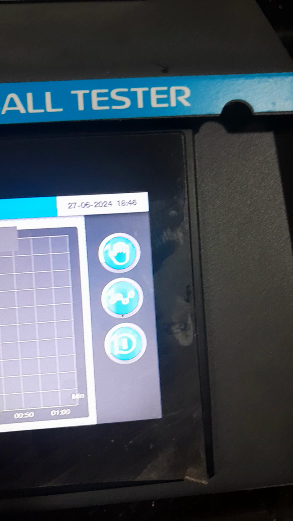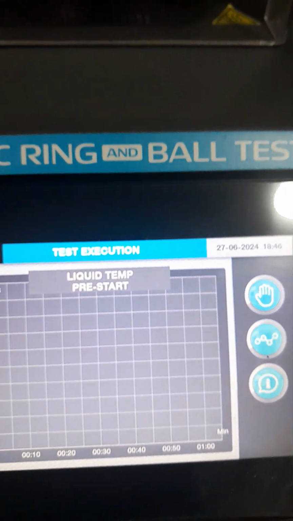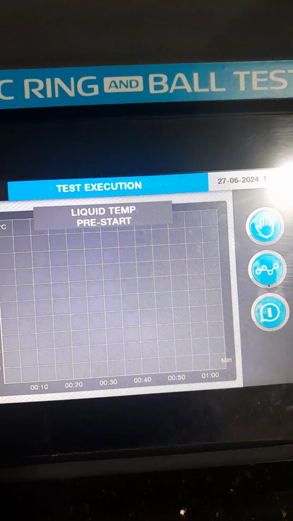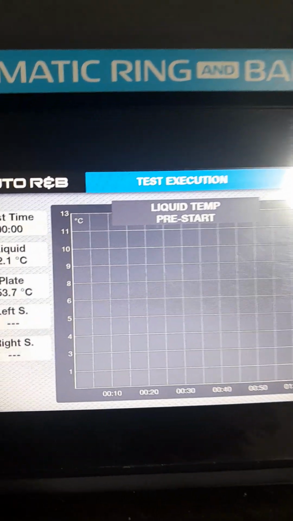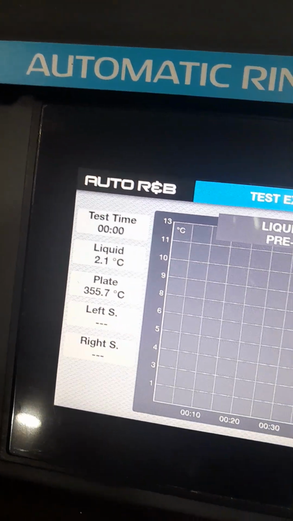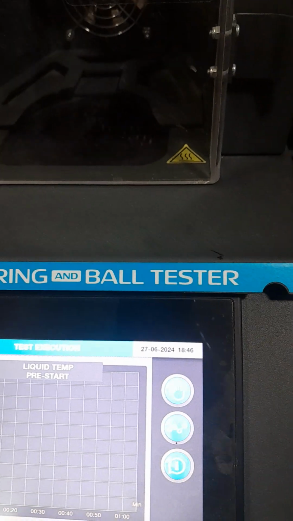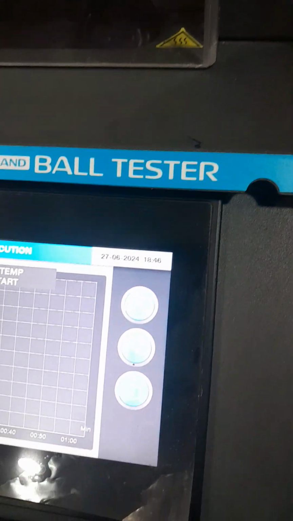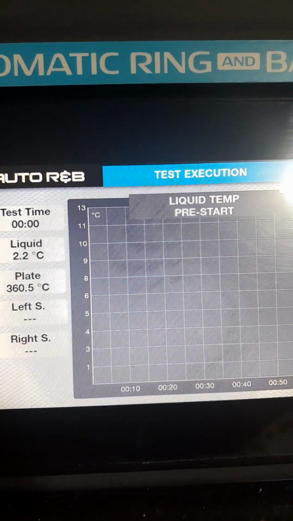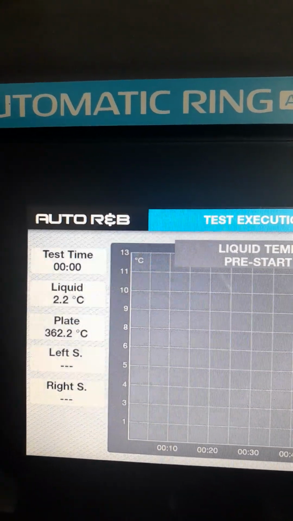As soon as the temperature stabilizes, the sensor will indicate and we will proceed to mount the beaker and then monitor the test accordingly to determine which class of bitumen it is based on the ball and ring apparatus test. So the temperature now is at 2.2 degrees Celsius.